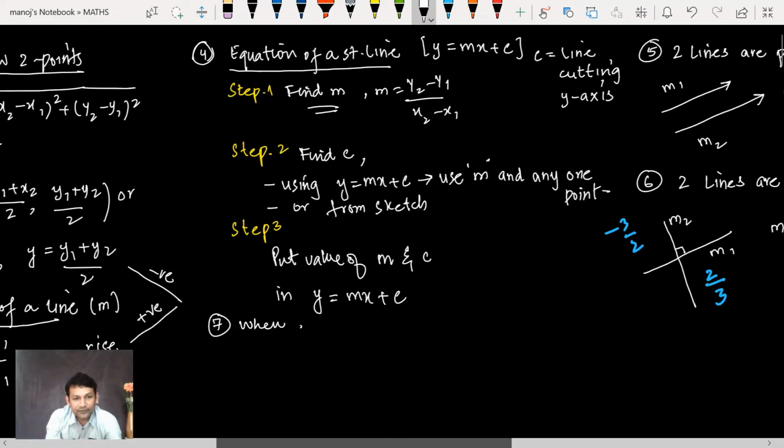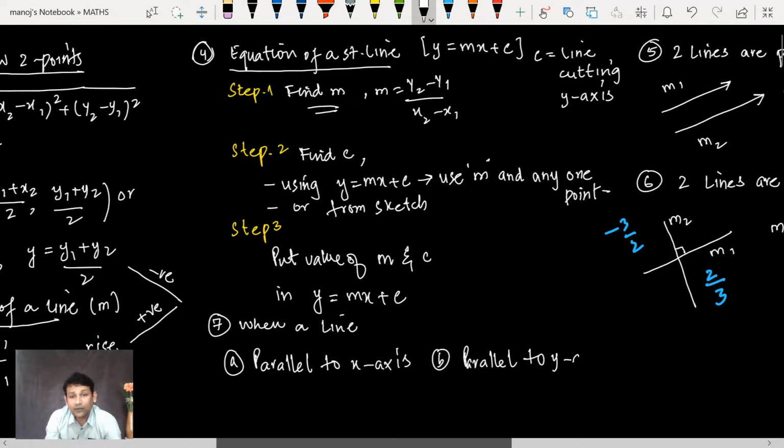Again, the equation of a straight line, when a line is, part A, parallel to the x-axis, part B, when a line is parallel to the y-axis. This is also very important, that we do not need to find the gradient or the y-intercept. We can write the answer directly.